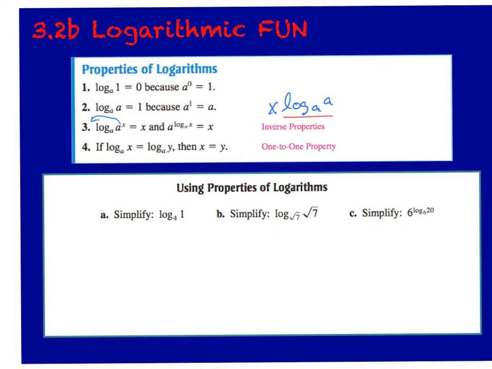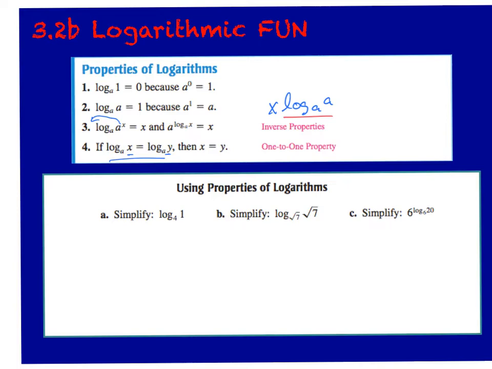And then if you have log base a of x is equal to log base a of y, this is again using the one-to-one property. So then you have log base a of the same, so it's just x is equal to y. All right, so let's put it into practice.